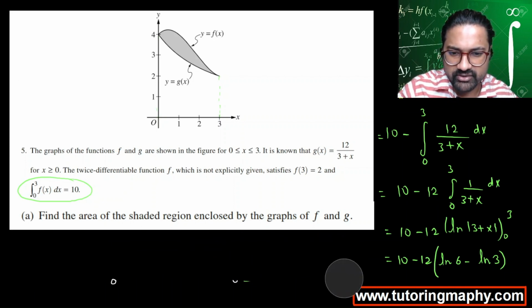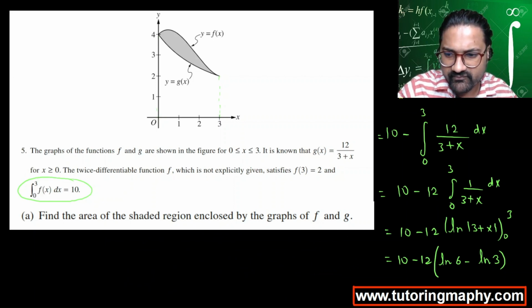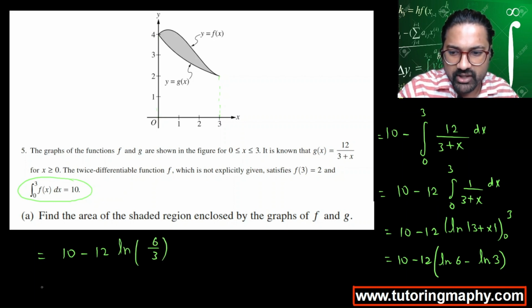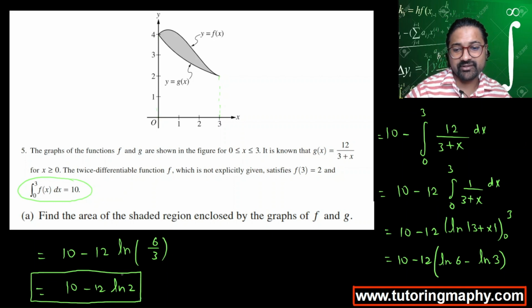Let me try to make some space for myself. So this is going to look like 10 minus 12 times. What is log a minus log b? That is log of a over b. So that's going to look like log of 6 over 3. And what is 6 over 3? That is 2. So 10 minus 12 ln of 2. That is the final answer. Ln 2, if you know the approximate value, feel free, but I would recommend that just leave it like that because the calculator is not allowed.